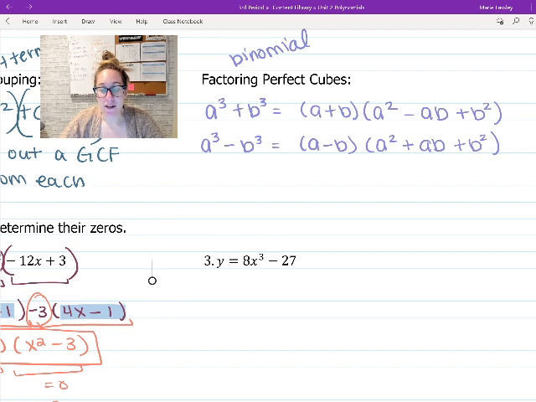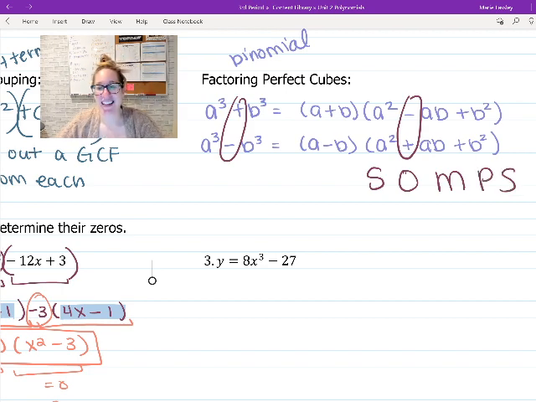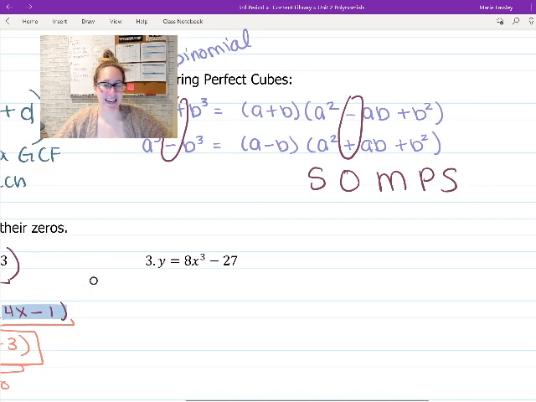All right, so the only difference between these 2 formulas, if you're looking at it, is this piece right here. For your second sign, it's always going to be the opposite of what it was in the original one. And there's actually an acronym, you guys get what acronyms are, that can help you remember how to do that second parentheses. And it's SOMPS. Not that anyone really remembers SOMPS, but it is a word that can help you remember what to do to get that second parentheses.